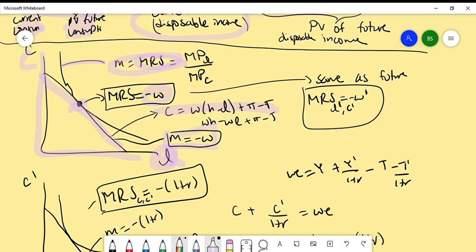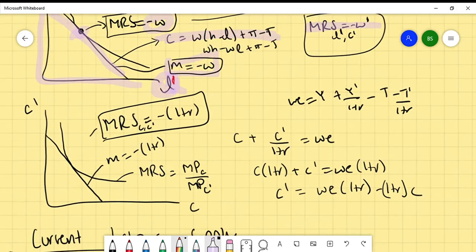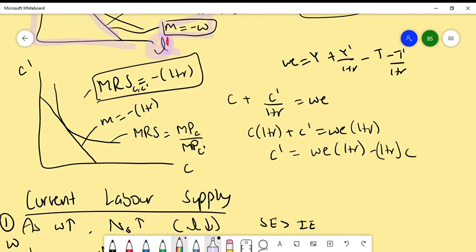And this is basically the same for the future. If you were to have L' here and C' here, it would just be the same thing, so the MRS equals the future wage. Another thing is comparing current consumption to future consumption. I feel like we already did this. It's just a reminder.